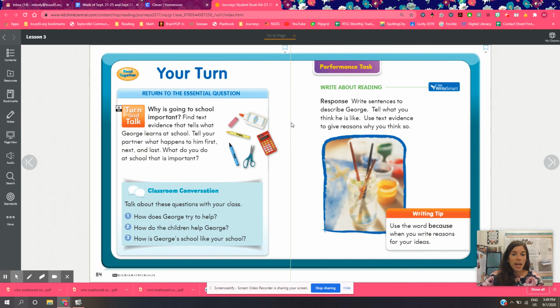And then when you finish that, you can write a response. Write sentences to describe George. Tell what you think he is like. Use text evidence to give reasons why you think so. So text evidence just means you go back and look in the story and you find reasons or words that the author uses to describe what George is like.